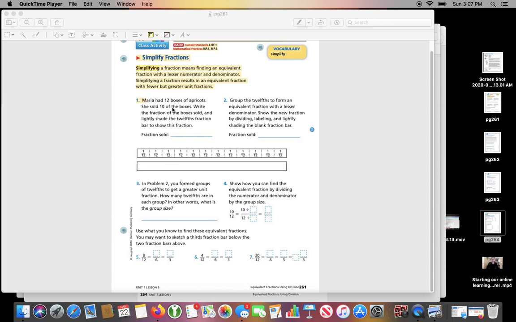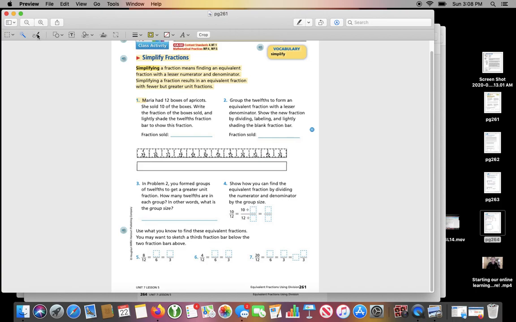So let's look at number 1. Maria had 12 boxes of apricots. She sold 10 of the boxes. Write the fraction of the boxes sold and shade the 12ths fraction bar to show. So here I'm looking at my 12ths fraction bar. So I'm going to shade, she sold 10. I'm going to shade 10 of them, all except for 2. So I'm going to stop right here. So she sold 10. And the fraction we would write here is 10 twelfths, 10 over 12.